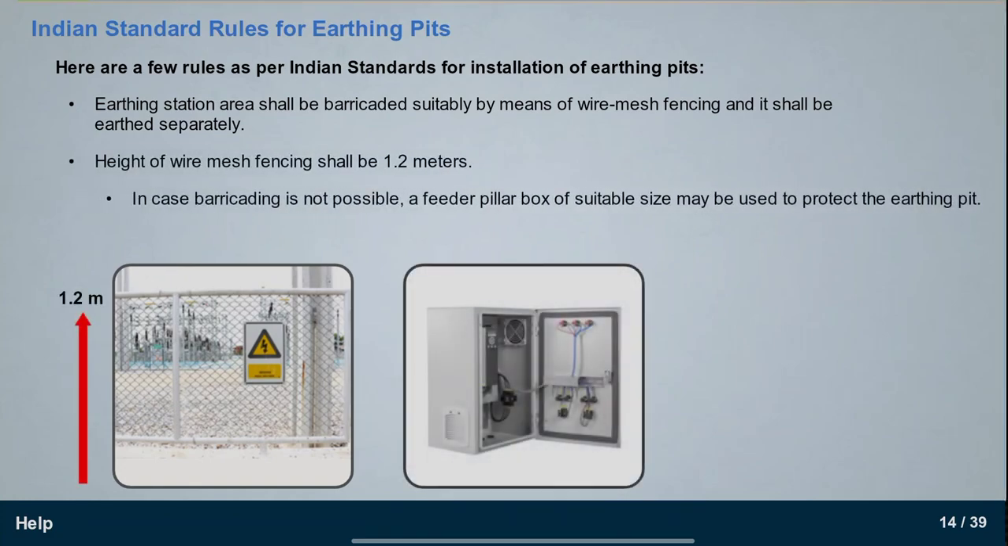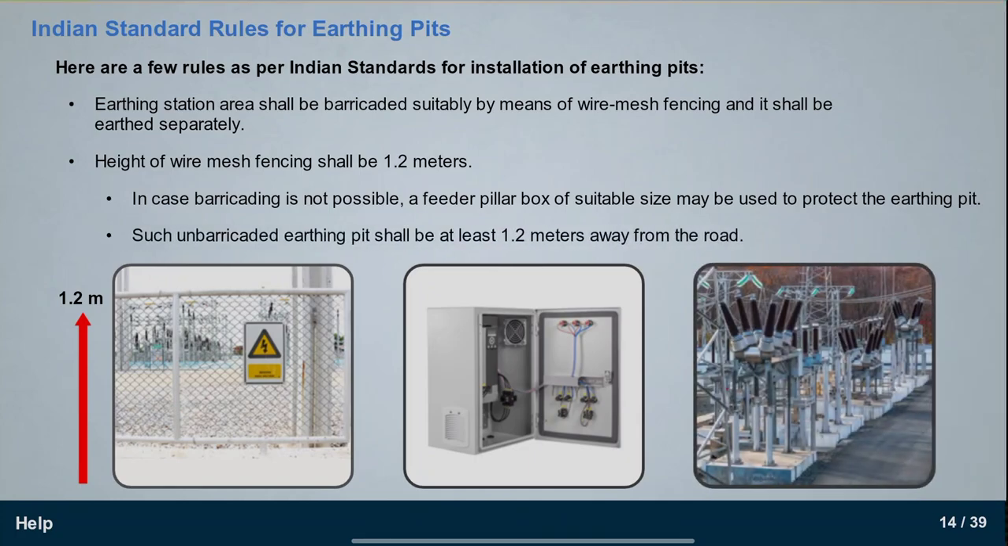In case barricading is not possible, a feeder pillar box of suitable size may be used to protect the earthing pit. Such unbarricaded earthing pit shall be at least 1.2 meter away from the road. So these are the rules for installing earthing pits.